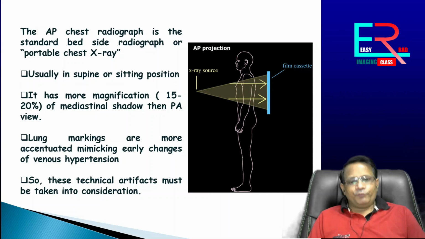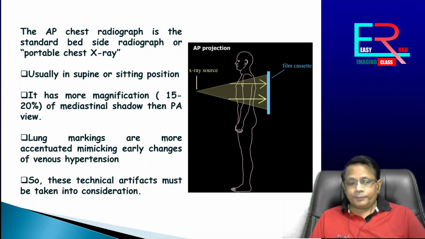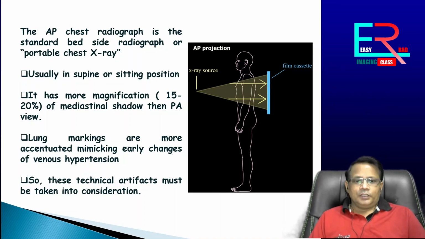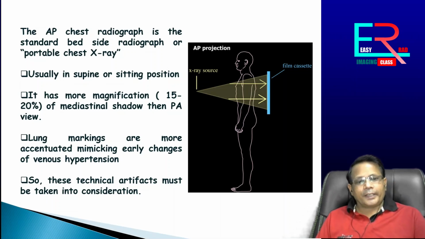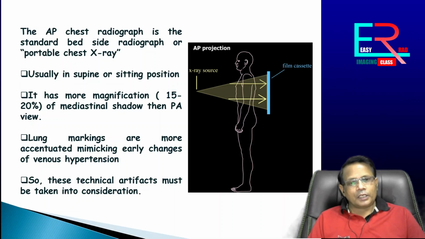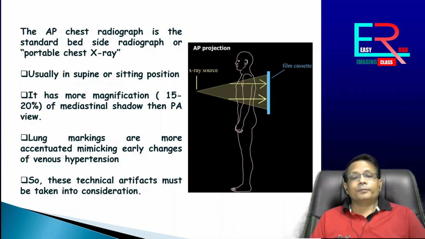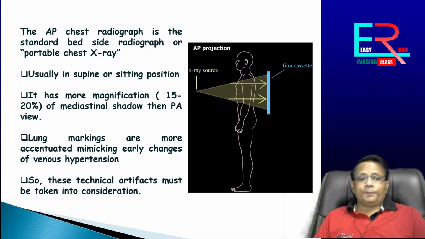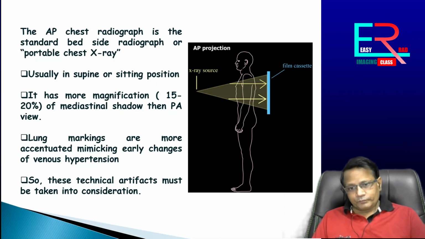Second one is the AP view. Why do we need the AP view, by already having the PA? Yes, we do need it in some situations when the patient is injured or ill and can't get up or stand up. In this condition we may need to get the AP view. Usually the AP view we can get in the supine or the sitting position.